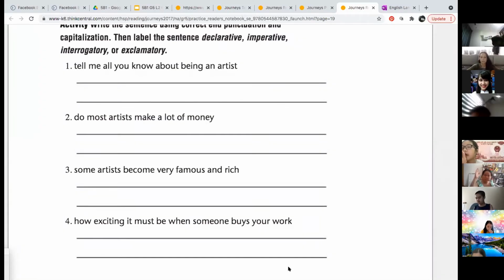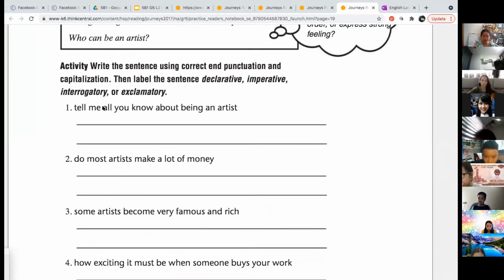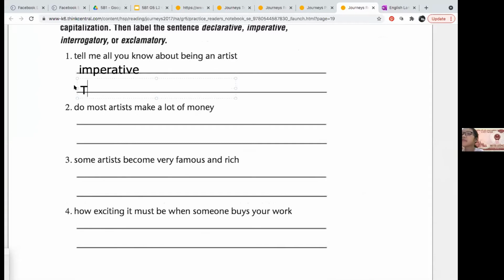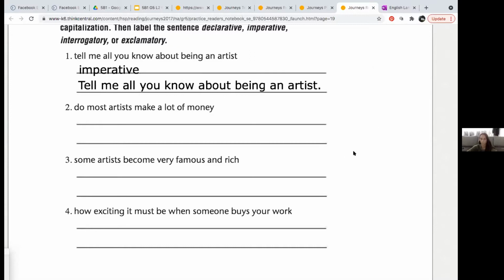Who can do this sentence, write the sentence correctly? Elsa, number 1 for us, please. It is an imperative sentence. And how can we write it correctly? We capitalize the letter T at the beginning and put a period after the word artist. Good job. So an imperative sentence is what kind of sentence? It tells what, Elsa? It is a command. A command. Good job.